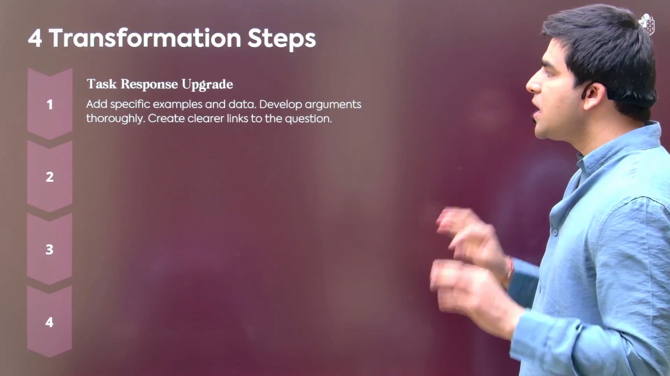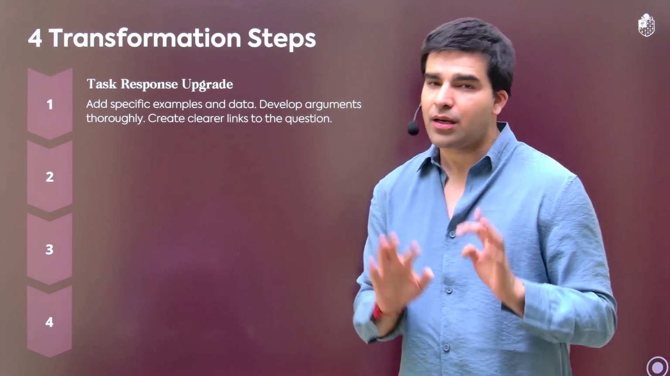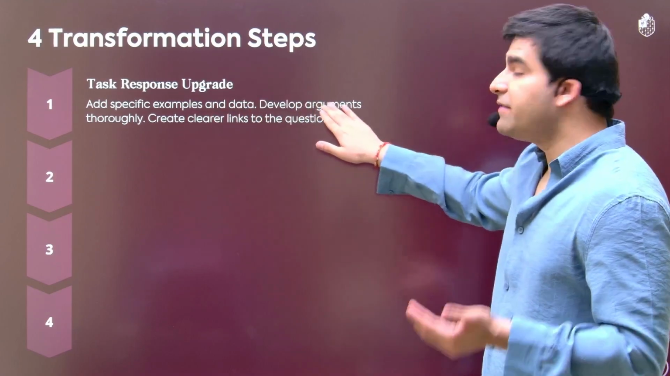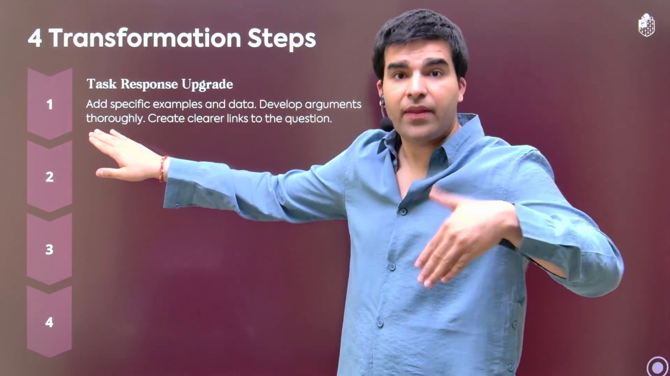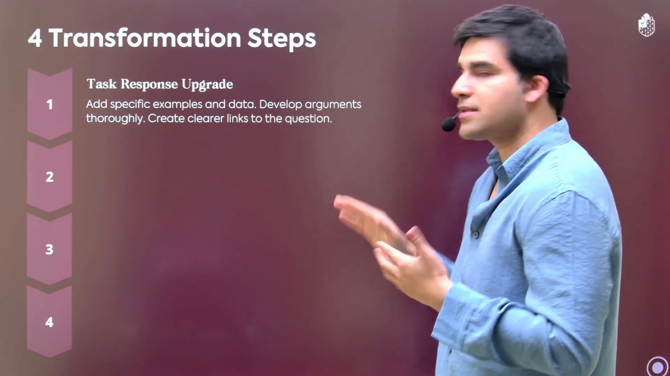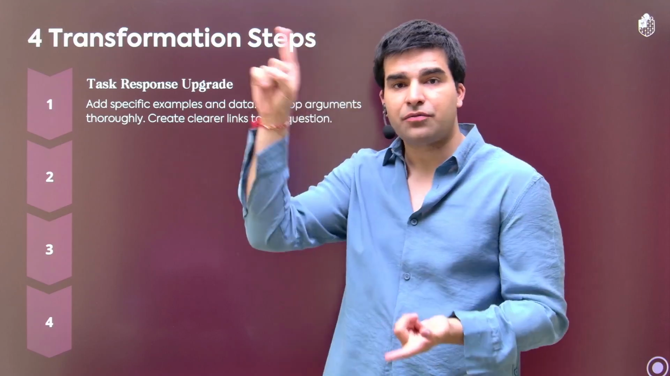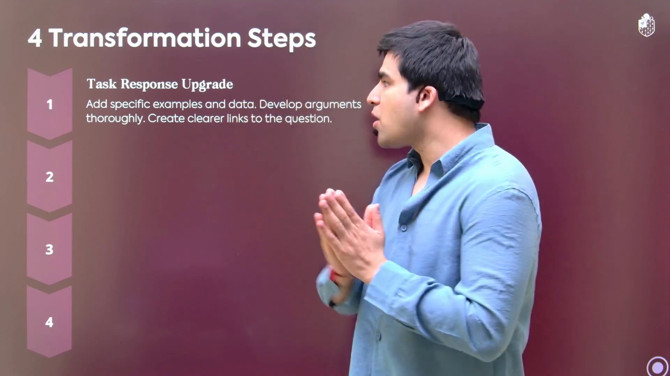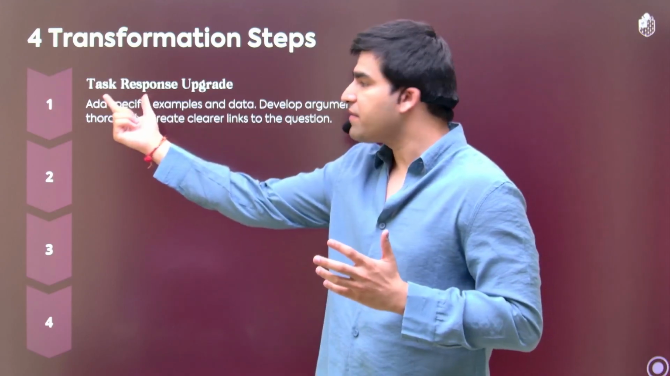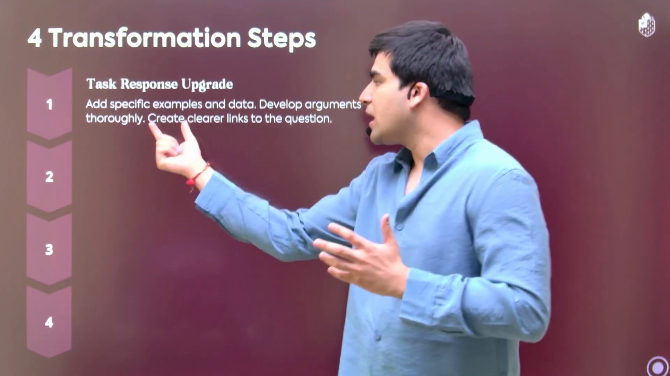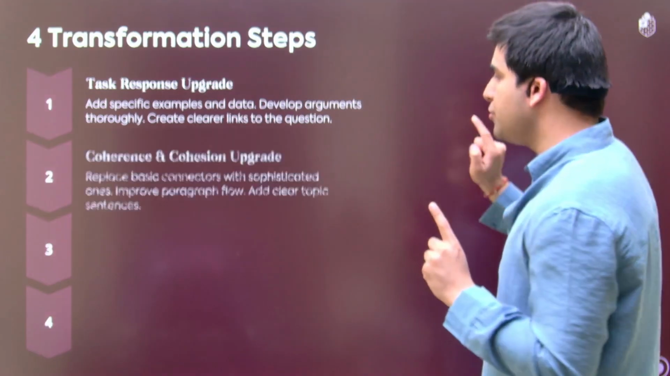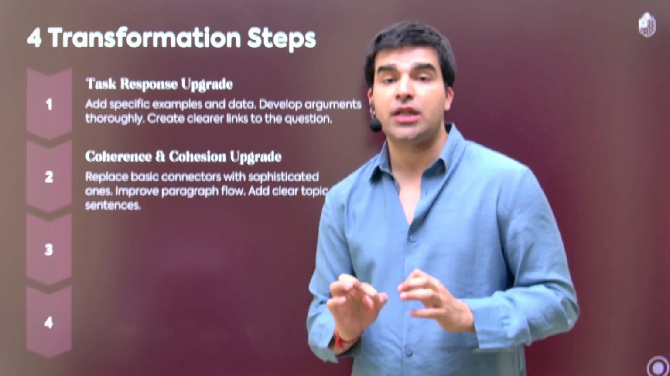So the first thing is task response upgrade. Now, what does that mean? It means add examples and data, develop your argument thoroughly. You have a main idea, and then you follow it up with examples and data. And finally, create clearer links to the question. Whatever the question is, try to relate your answer to the question. That's called task response upgrade. You upgrade your answer with the help of examples and data and clearer links to the question.